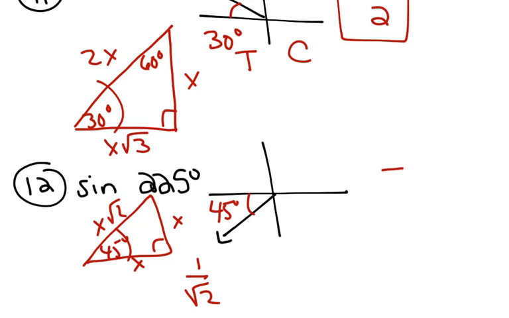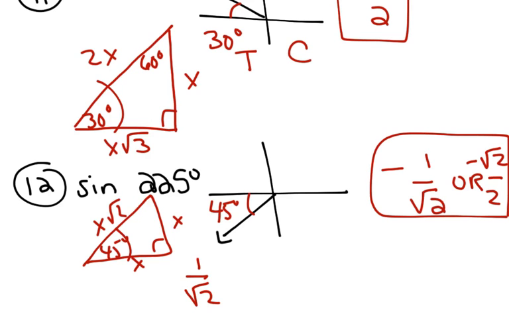So you can either tell me it's negative 1 over the square root of 2, or you can tell me it's negative square root of 2 over 2 if you really want to rationalize it. But we've decided that you don't have to rationalize it. It's just a good idea to review that process for the purpose of the ACT.